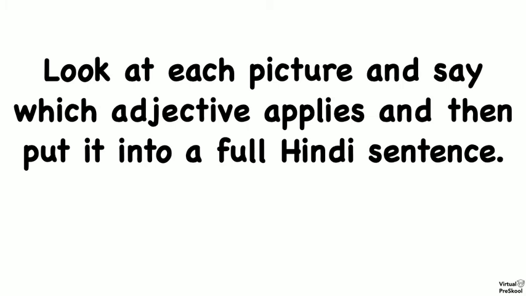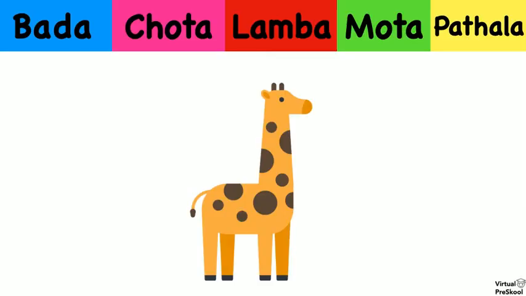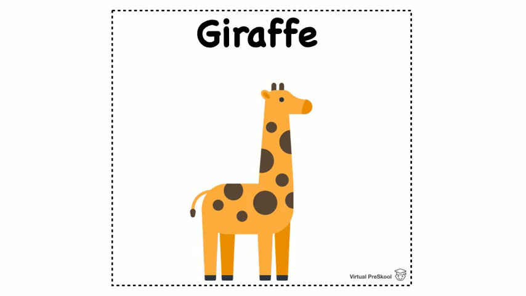So I want you to look at each picture and say which adjective applies and then put it into a full Hindi sentence. So let's get started. So what about for the giraffe? Would you say the giraffe is bada, chota, lamba, mota, or patla? Remember, bada means big, chota, small, lamba, tall, mota, fat, patala, skinny. So we would use lamba, right? And how would we say the giraffe is tall? Do you remember? Giraffe lamba hai.